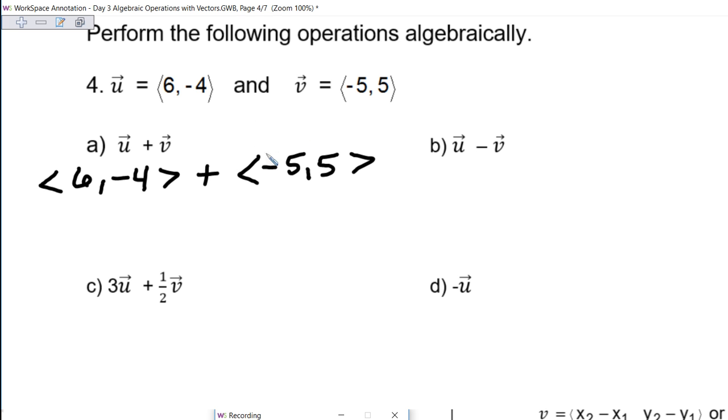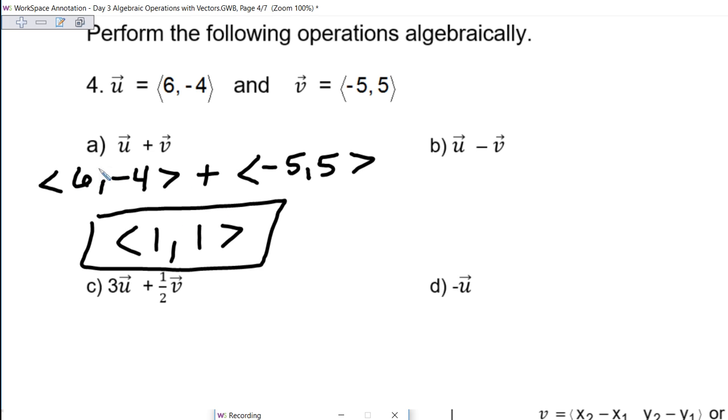Now, addition is just like the subtraction. Add the x's, add the y's. So for the x's, what's 6 plus negative 5? For the y's, what's negative 4 plus 5? So that first answer is 1, 1. Don't forget the angled brackets.